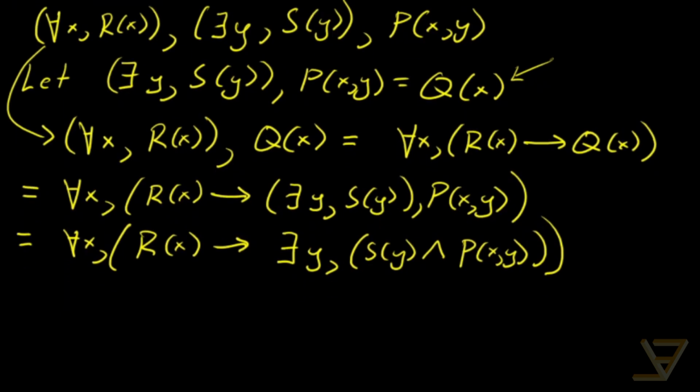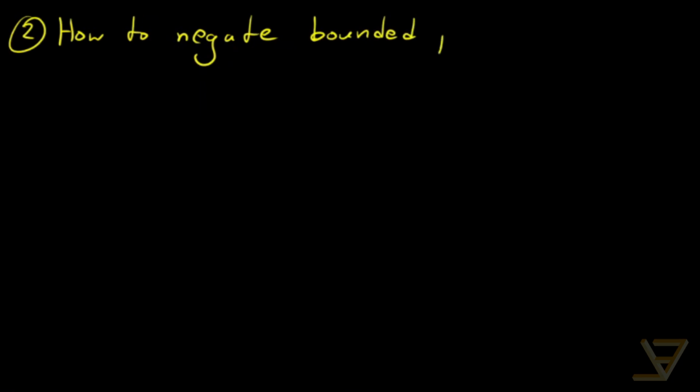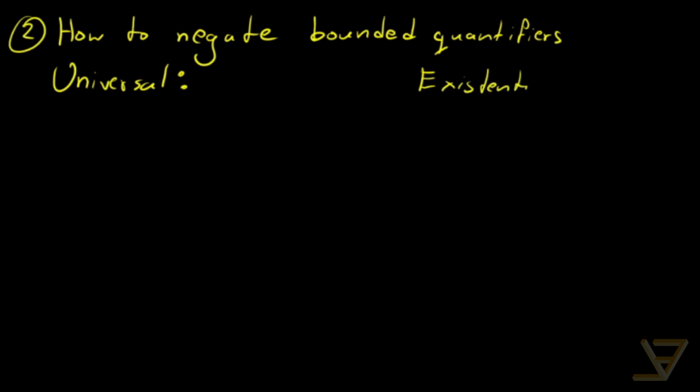And I'll give you an example of when you have to really understand something and open things up, and that's the next point, which is how to negate bounded quantifiers. Now, I'll show you two examples. One is negating the universal one, and the other one is negating the existential one.